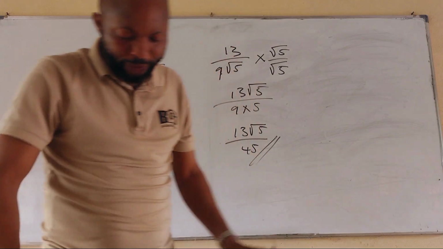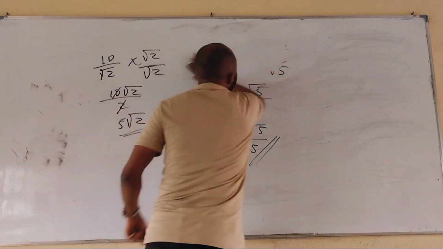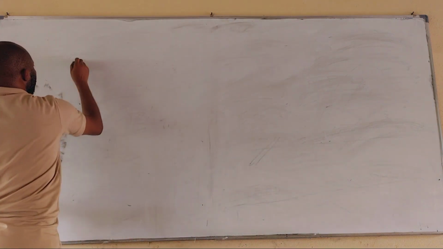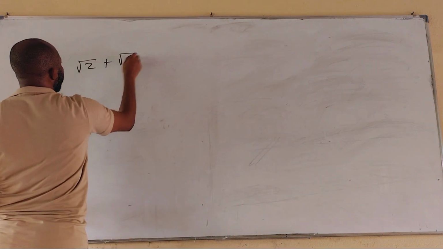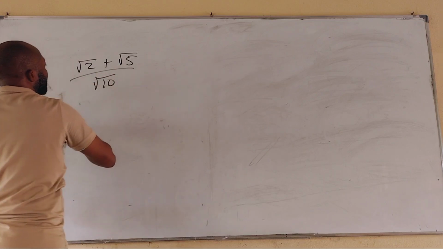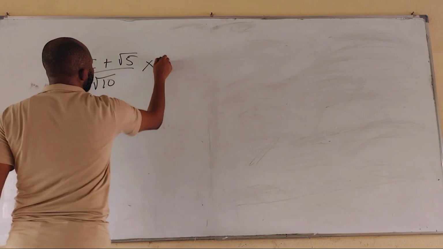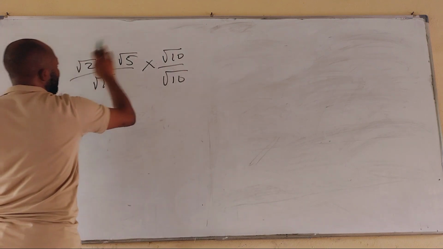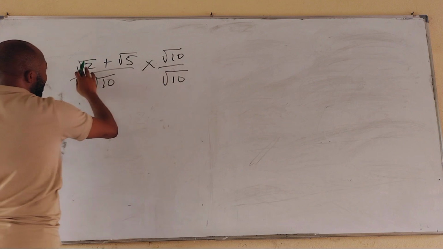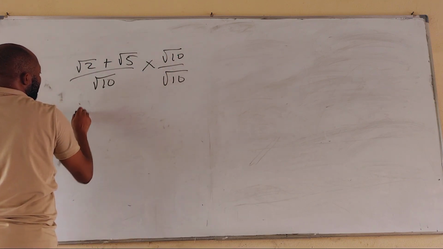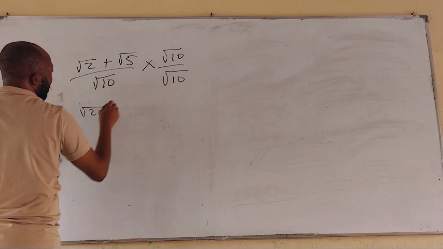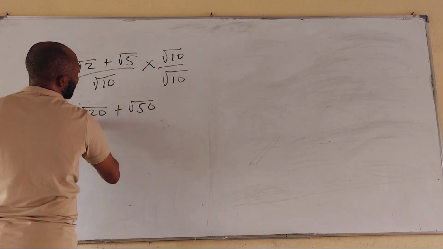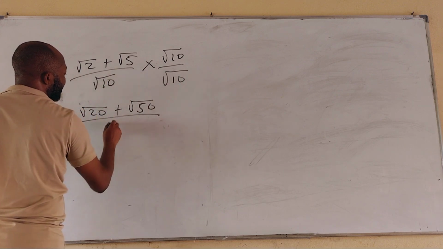Root 2 plus root 5 over root 10. By rationalization, this becomes multiplying by root 10 over root 10. So root 2 times root 10 is root 20, plus root 5 times root 10 is root 50, over root 10 times root 10, which is 10.